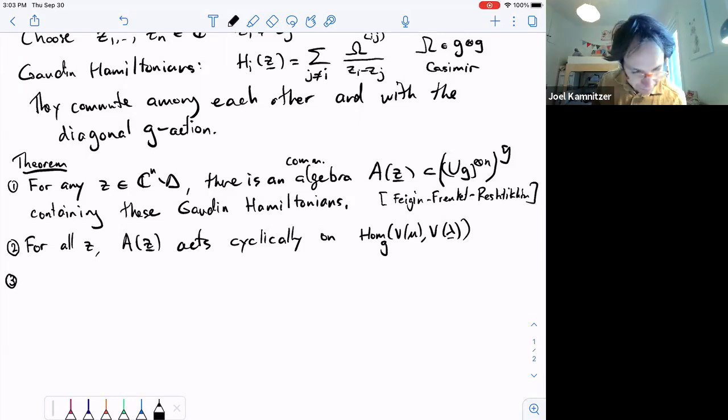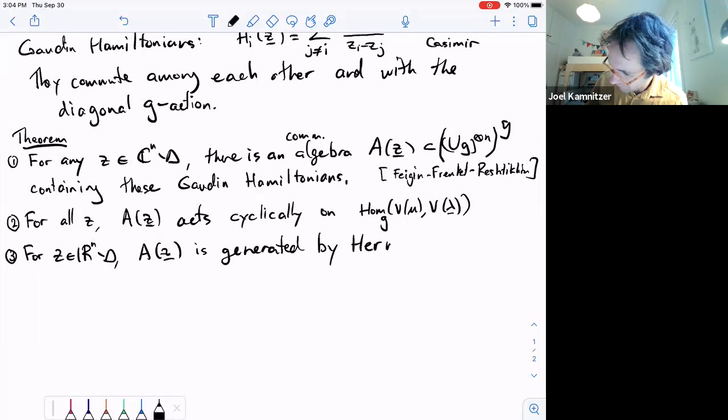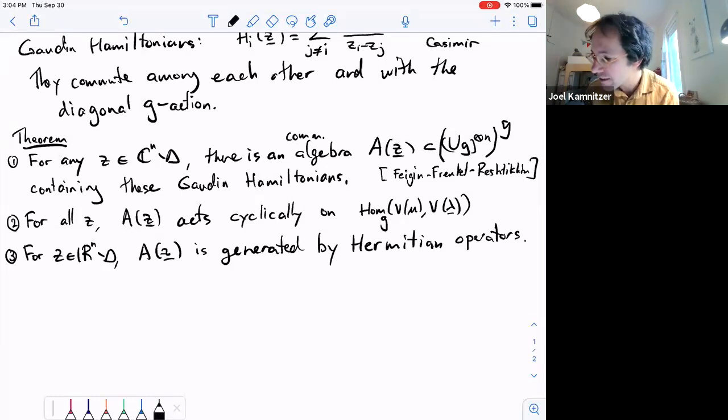The next part of the theorem is that for real Z, this algebra is generated by Hermitian operators with respect to the natural Hermitian structure on the tensor product. Because it's generated by Hermitian operators, we can simultaneously diagonalize the action of A of Z. And because it's cyclic, there can't be any repeated eigenvalues. So the combination of 2 and 3 shows us that there is a basis.